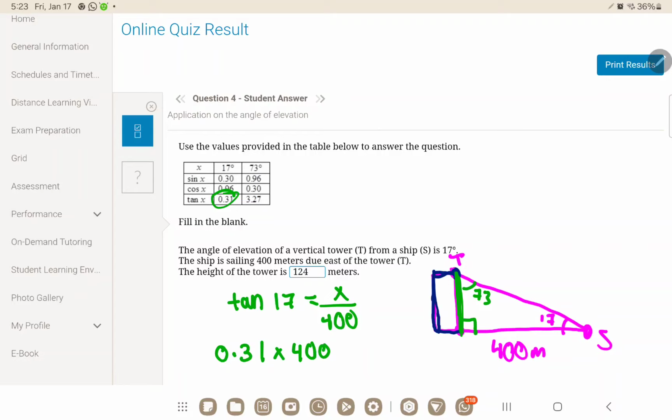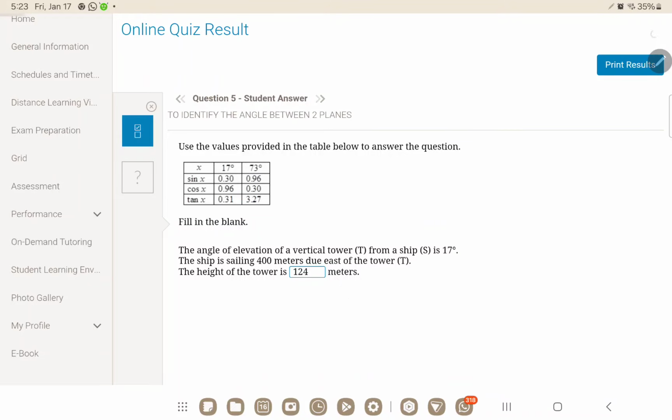Wait, I think I did something wrong. Let me try though. No, it's equal to 124 meters. And that's it. So you always have to understand the question and draw it out correctly. Always draw it out to actually know how to answer. And that's it for this question. Now let's move on.